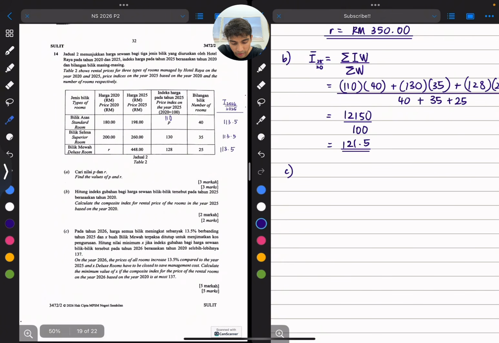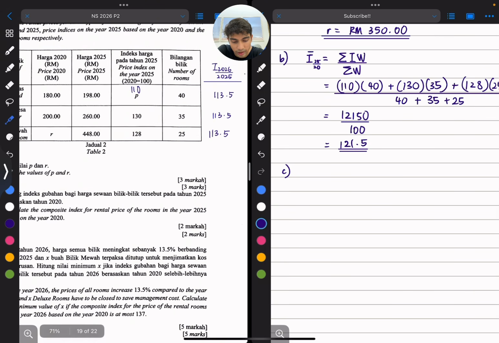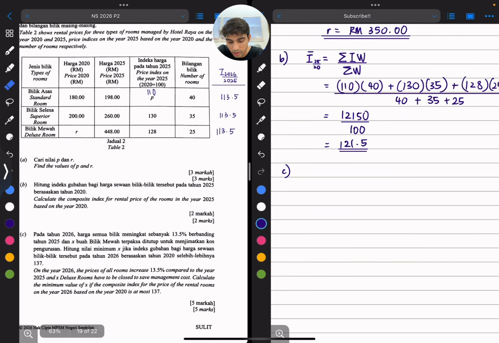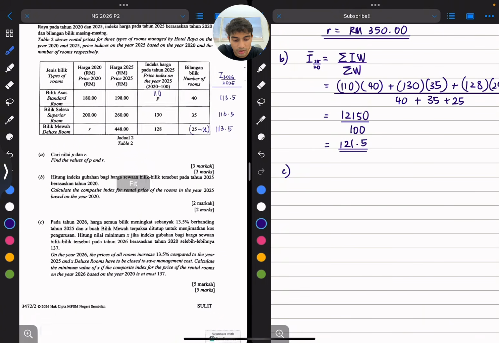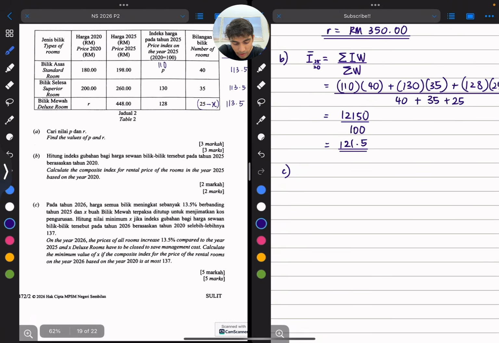Calculate the minimum value of X, where X numbers of deluxe rooms have to be closed down to save management costs. So deluxe rooms was initially 25. Now the new number will be 25 minus X, because they closed down X rooms. Calculate the minimum value of X if the composite index of the room rentals in 2026 based on 2020 is at most 137.